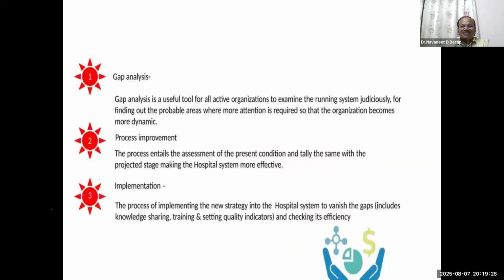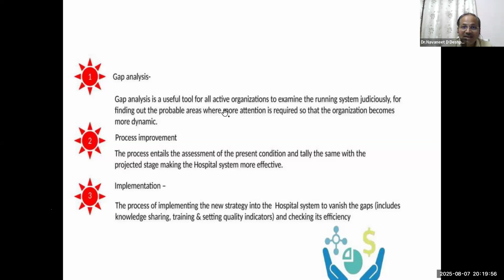So let's now throw a little more light on this one. Gap analysis is useful for all organizations to examine the running system judiciously. Nobody from outside is coming to tell us that we have to do it in a certain specific way. You only have to reinvent yourself and try to understand how scarce resources are planned judiciously. When one department wants the same thing and another department doesn't have the funds to purchase, which one has to be given predominant importance within a limited number of resources?